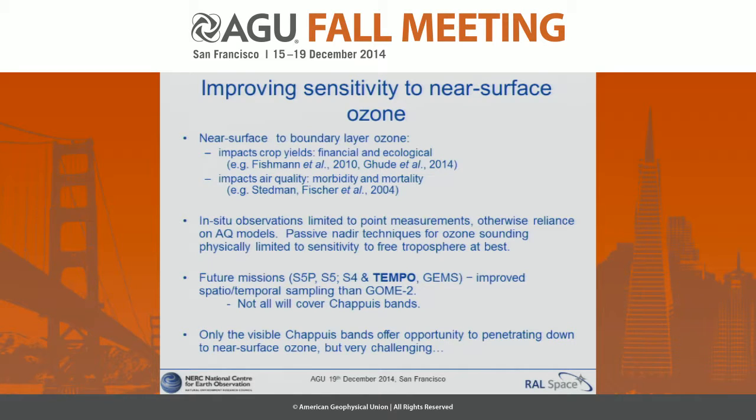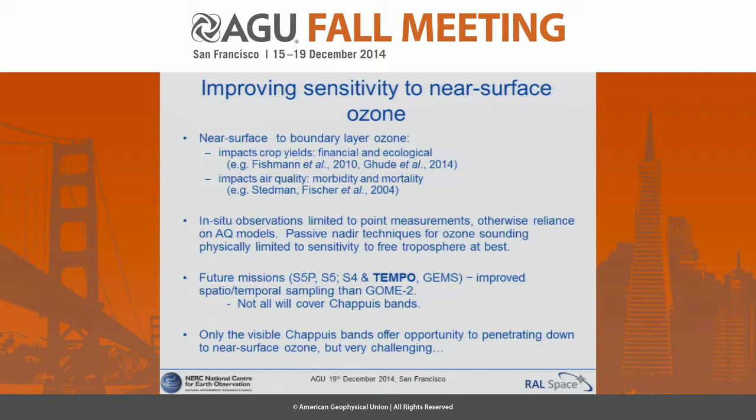So why do we want to improve the sensitivity to near-surface ozone? Well, it's often talked about how boundary layer ozone and near-surface ozone impacts crop yields and damages ecosystems, which have financial implications. It also impacts air quality, both excess deaths, there's been a lot of work on that, morbidity and mortality outcomes. We are quite limited to in situ observations, which are point measurements, and otherwise we're quite reliant on air quality models, which are less well understood in terms of their performance above the surface.